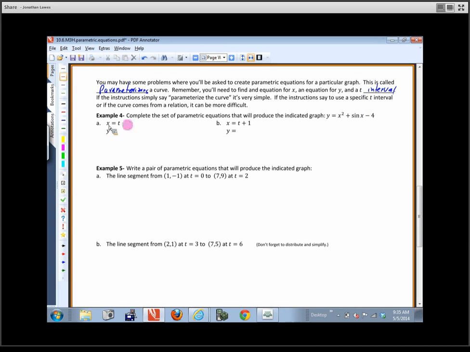So you'll notice on this one right here, it says complete a set of parametric equations that will produce the indicated graph, this graph right here. So that looks like a really ugly thing to graph. It's a parabola combined with a sine function. If they don't give you any guidelines at all, here's the easiest thing to do. This is almost like cheating. You have to have an equation with x. So why not just say x is equal to t? If x is equal to t, I rewrite this as t squared plus the sine of t minus 4, and that's it. End of story.